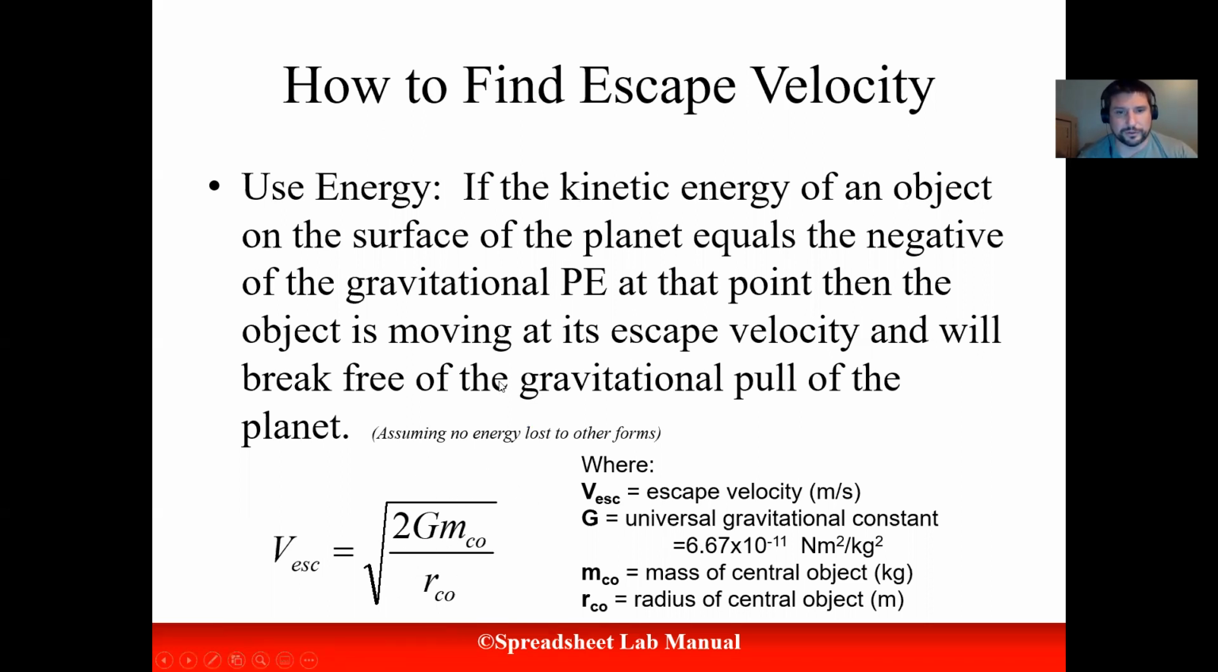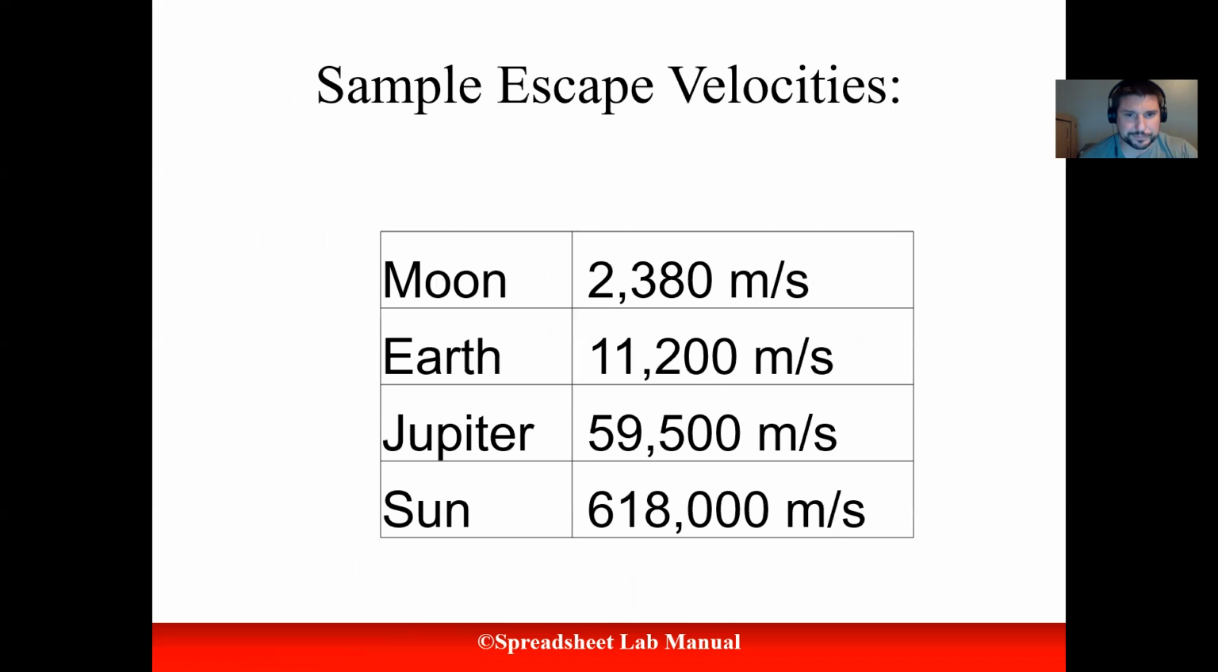That's what it reduces down to, with no other energy losses, like no friction through the atmosphere, things like that. But for the Earth, 11,200 meters per second is the escape velocity. So if you fire an object upward on the surface of the Earth at 11,200 meters per second, assuming no energy loss to air resistance through the atmosphere, it's never going to fall back down. But if you fire it at a lower speed than that, eventually it's going to slow down to a stop, and fall back down, and it'll return to the Earth.